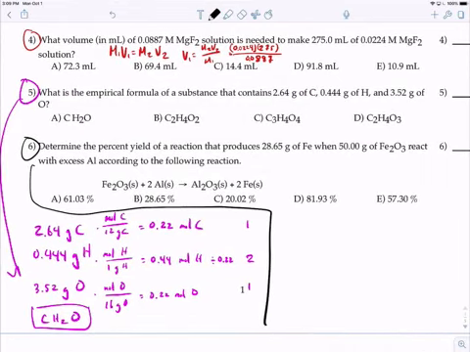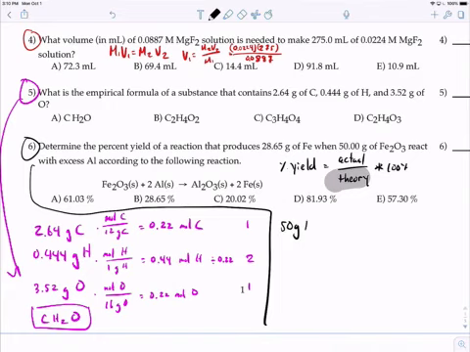So determine the percent yield of a reaction that produces 28.65 grams of iron when 50 grams of iron oxide react with excess aluminum by this reaction. So the percent yield is equal to the actual over the theoretical times 100%. So we have to figure out what the theoretical is. The theoretical one is, and we know that iron oxide is a limiting reagent.